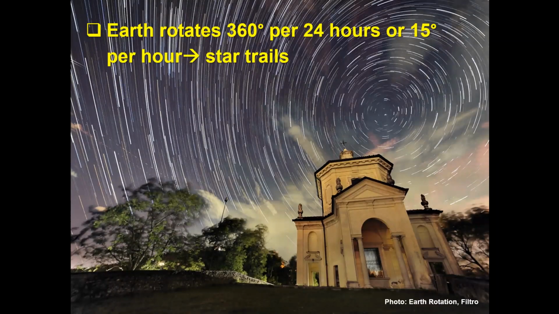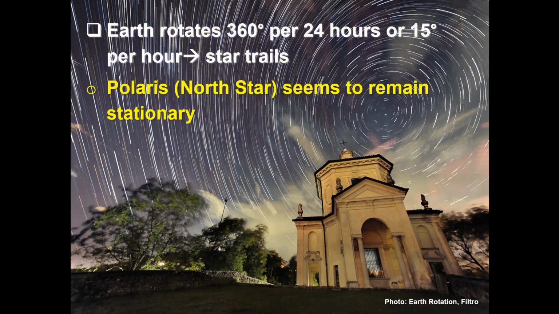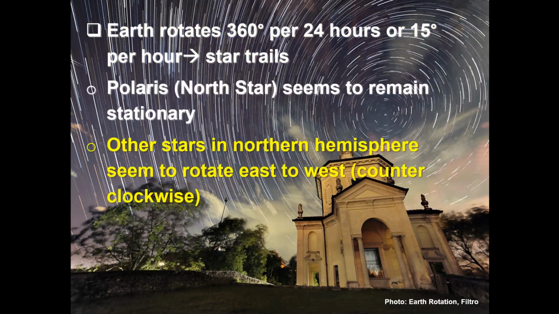So we all know that the Earth rotates 360 degrees over 24 hours, and that translates to about 15 degrees per hour, and this forms the star trails. And Polaris, if you see in the upper right, right in here, that's the star that doesn't seem to move, the North Star, and everything circles around it in the northern hemisphere. So in the northern hemisphere, the stars seem to rotate east to west, which is counterclockwise. In the southern hemisphere, it's the reverse of that.